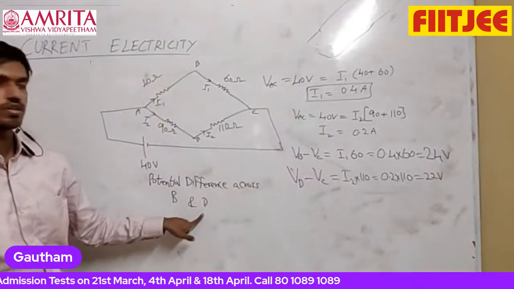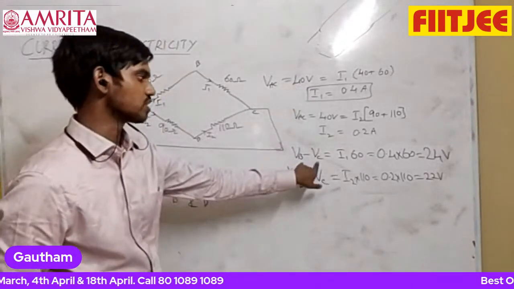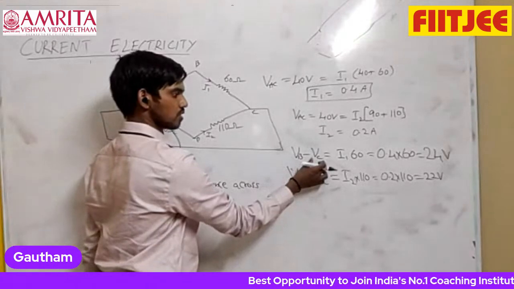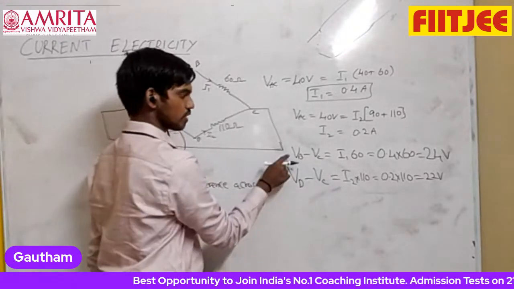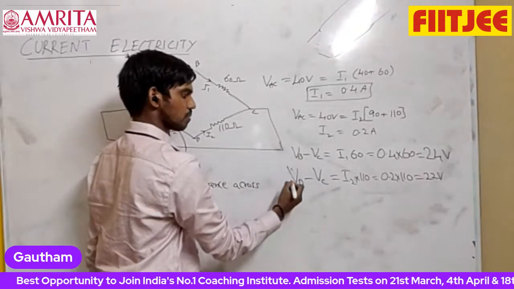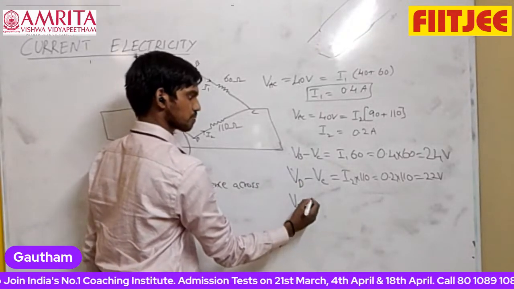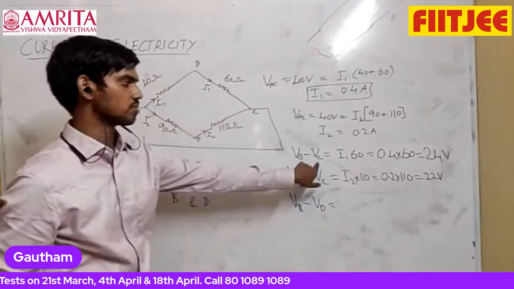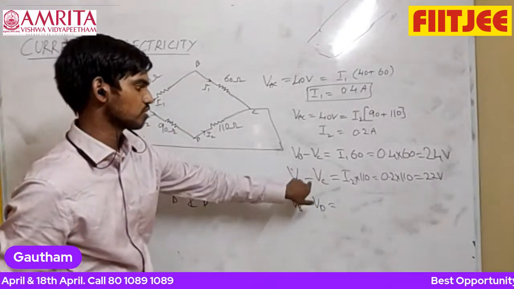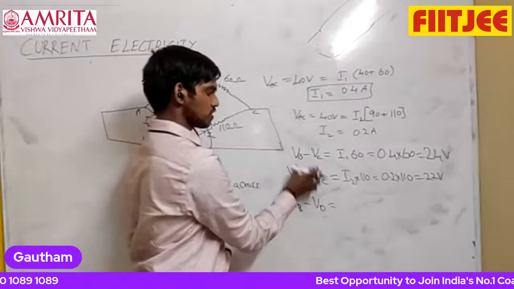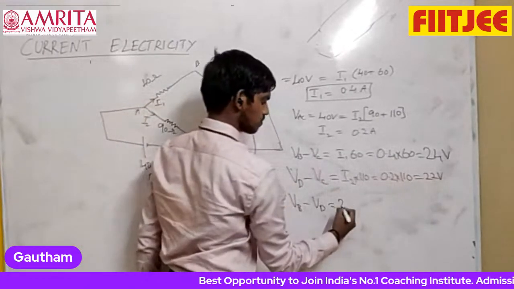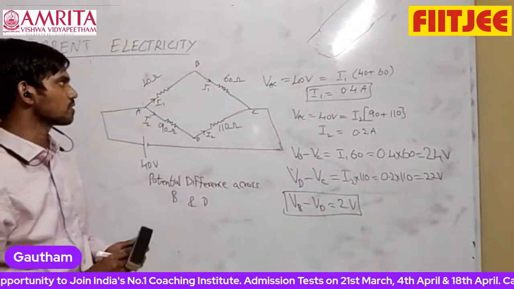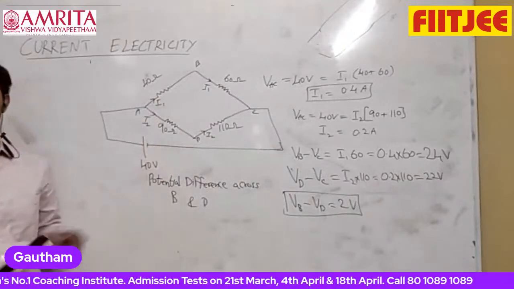We want the potential between B and D. So subtract both the equations. VB minus VC, minus VD minus VC. When you subtract both the equations, this term will get cancelled. So equation 1 minus equation 2 means VB minus VD is equal to this term minus this term. So minus of minus plus, both will get cancelled. If you subtract these two equations, you find the value of 24 minus 20, which is 2 volts. So you can get the potential drop between these two points by this method.